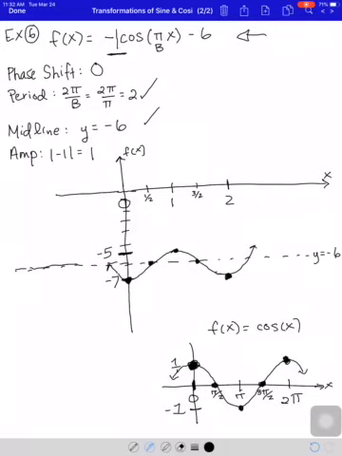And one last thing, let's just write down the domain and range. So again, domain for all these functions, it's always all real numbers. And our range, what's our range? Lowest y value is -7, and our highest y value is -5. And there we go.